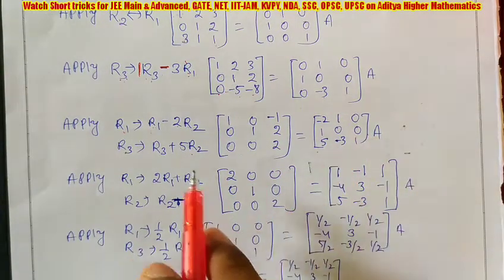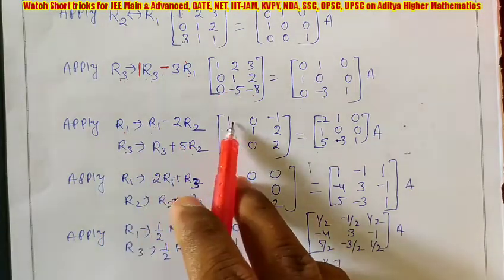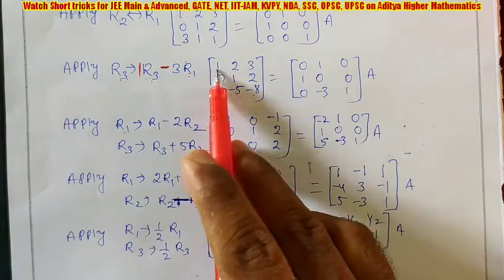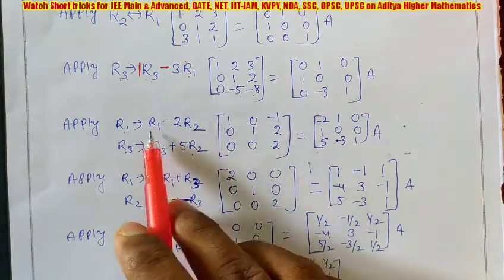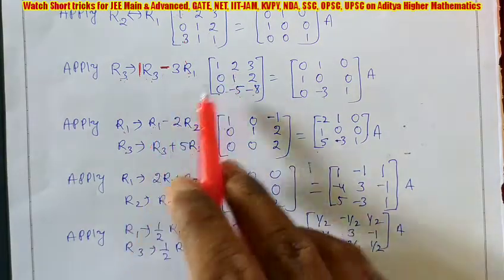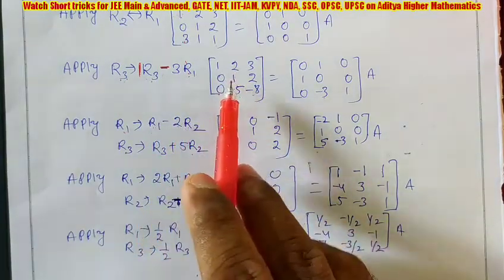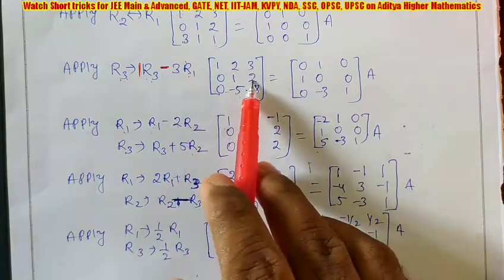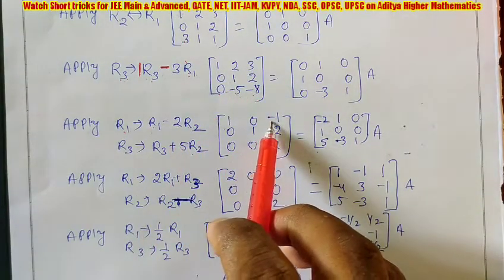Okay? Now change R1 accordingly: R1 minus 2 R2. R1 is 1 and R2 is 0, so 1 only. Since we are making this element 0, obviously we will get 0 only. R1 is 2 minus 2 multiplied by 1, so 0. And R1 is 3 minus 2 multiplied by 2, 3 minus 4 is minus 1.